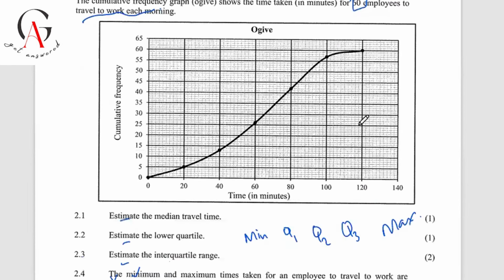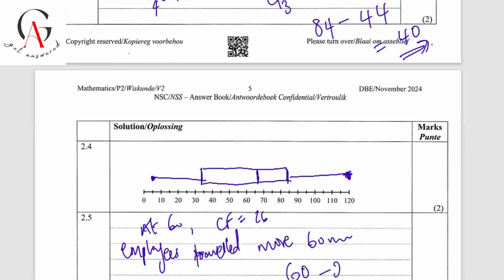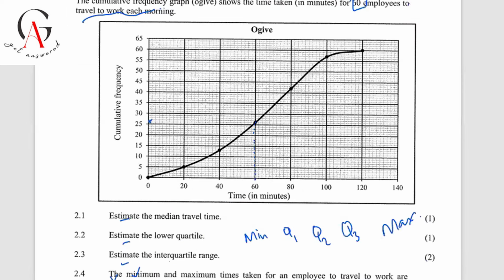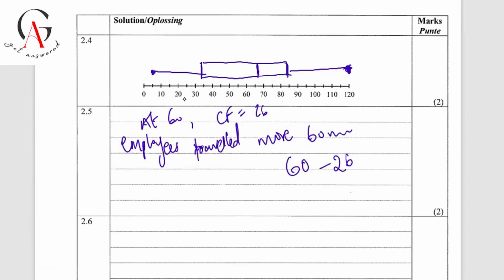Okay. So 60 minutes, we have this line. Follow that line of 60 up until it meets the ogive, and then we take the reading from this side. So that should be around about 26, okay, around about 26. So we know that at 60, we have the cumulative frequency of 26. So the employees that traveled more than 60 minutes will be 60 minus 26, because we remember we're looking at a total of 60 employees. So 60 minus 26, that is a 34.